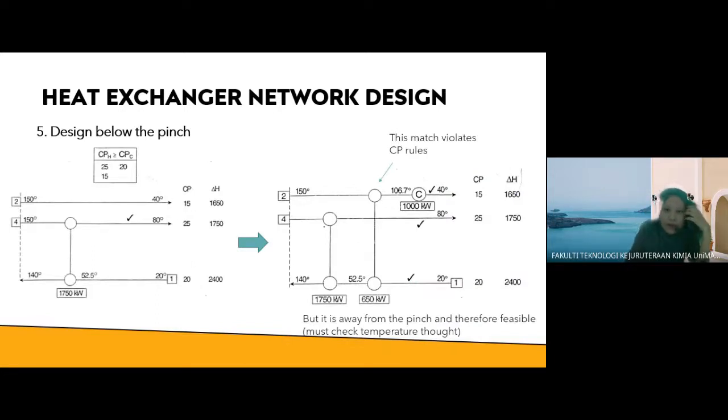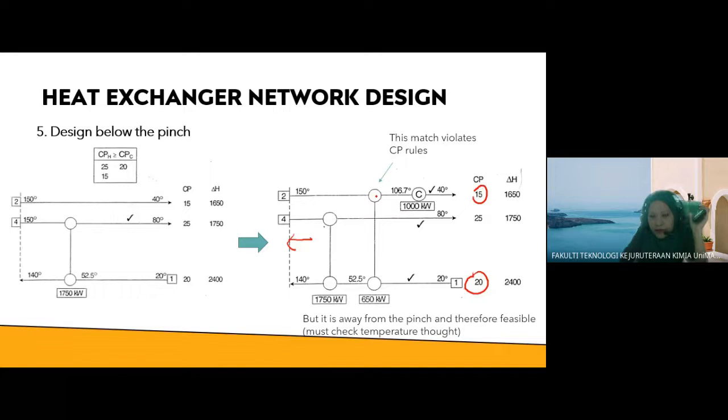But then if you look at this pairing, or this mesh, it violates the CP rule. Because why? Your CPH is lower than CPC at the area below the pinch. But then it's okay because the CP rules only apply for heat exchangers that are near to the pinch. The rest are okay not to follow the CP rule as long as delta T min is satisfied.